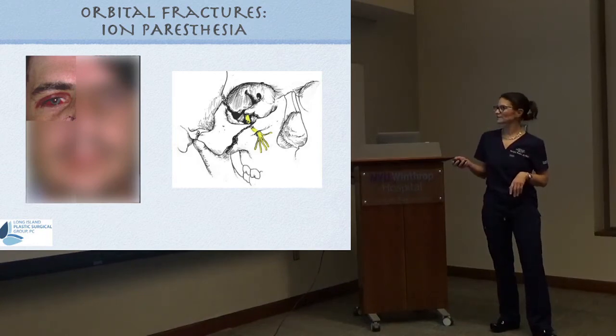So here's the nerve, and this is how it runs: floor of the orbit, exits through the foramen, and then provides sensation to this exact area right here. And down here, and the teeth.